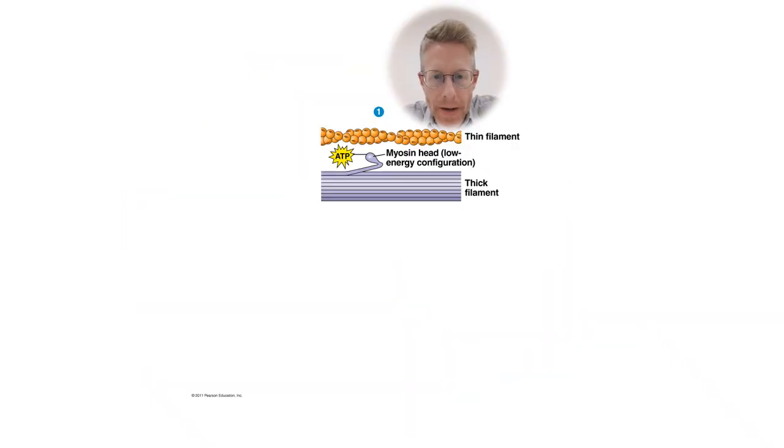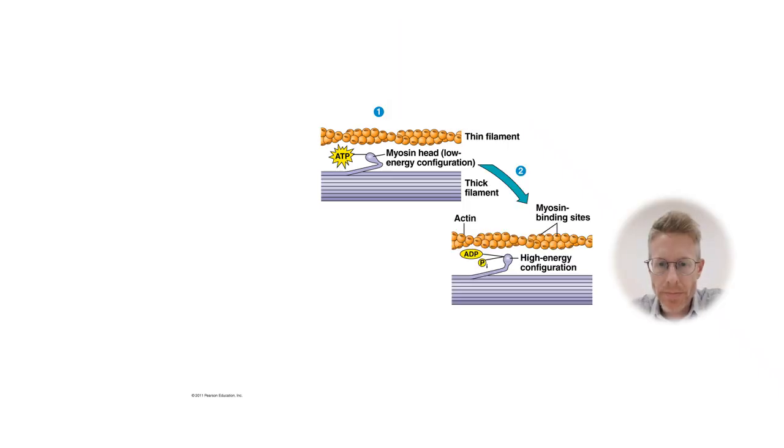And so initially, you can imagine ATP bound to a myosin head, but it's still ATP. And the myosin head is in its low energy configuration. It's not bound to the actin yet. Then the ATP is hydrolyzed into ADP and an inorganic phosphate. That releases energy. Anytime we hydrolyze ATP, we release energy. That energy is used to change the conformation of the myosin head to its high energy configuration.